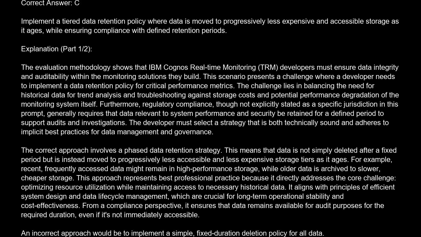This approach represents best professional practice because it directly addresses the core challenge, optimizing resource utilization while maintaining access to necessary historical data. It aligns with principles of efficient system design and data lifecycle management, which are crucial for long-term operational stability and cost-effectiveness. From a compliance perspective, it ensures that data remains available for audit purposes for the required duration, even if it's not immediately accessible.